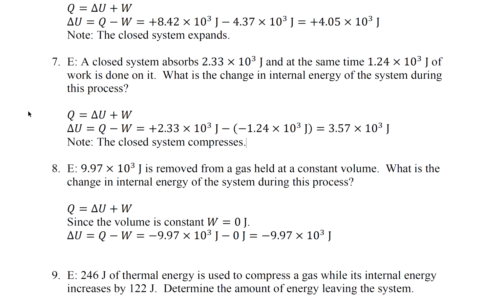Question 8. 9.997 times 10 to the 3 joules is removed from a gas held at a constant volume. It says constant volume, so the work done on it is 0. What is the change in internal energy of the system during this process? Well, this is removed. Energy is removed, so it's going to get colder. So that's why this answer is negative.